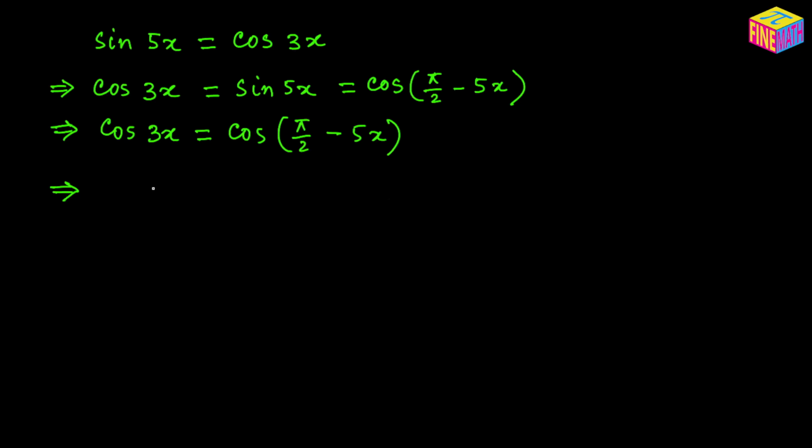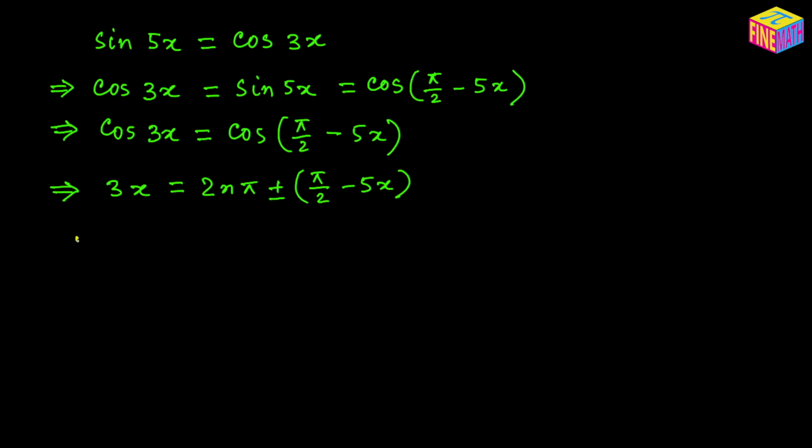So using the formula of the general solution for this type of equation, we can say that the angle on the left hand side will be equal to 2n pi plus or minus the angle on the right hand side. And again we have two cases here, positive and negative sign.